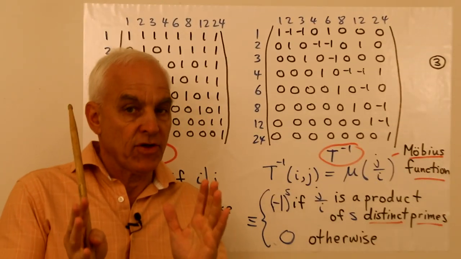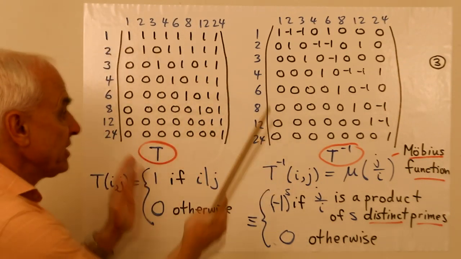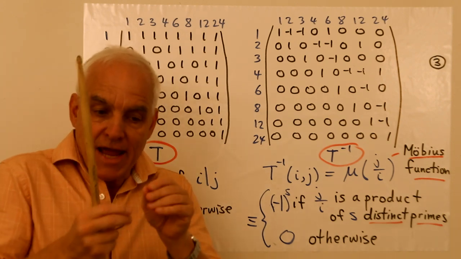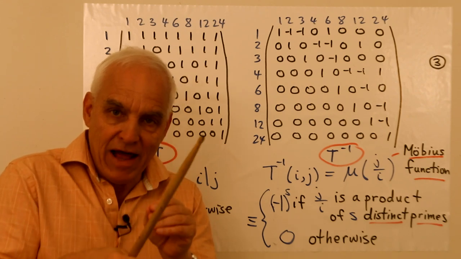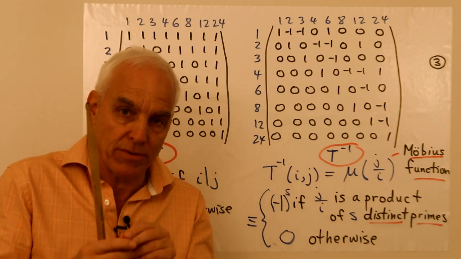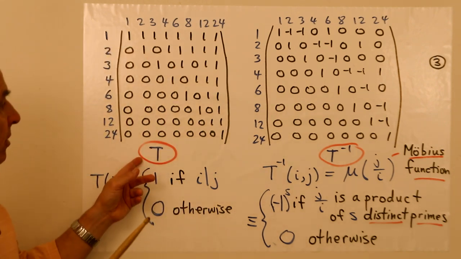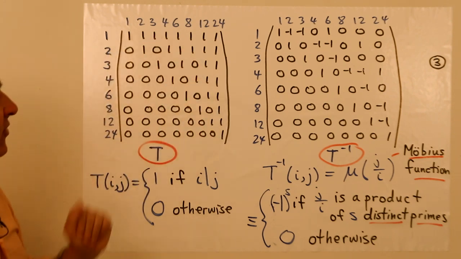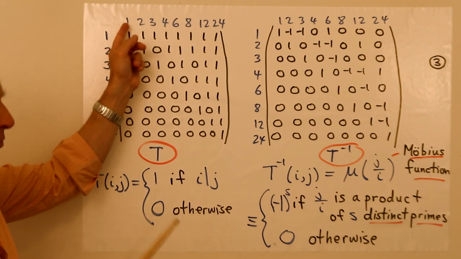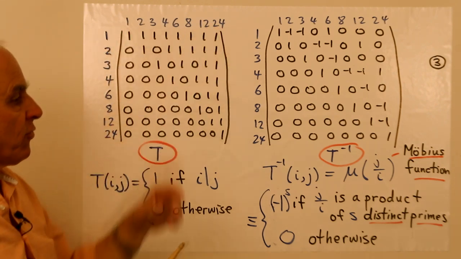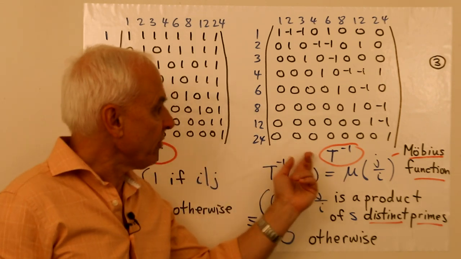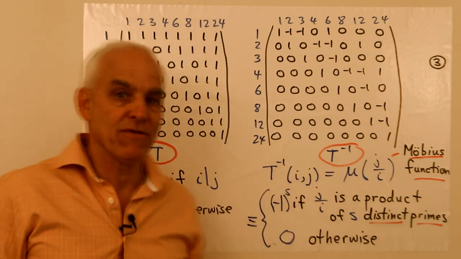Okay, so sticking with this divisors of 24 example, here is the matrix for T again, which represents this operation of taking the sum of all the function values which are less than or equal to a given node in the partial order. Let's call this matrix T. That's the one we've just been considering. And here are the natural labels, this time with the original labels, the numbers from 1 to 24, which are divisors of 24.